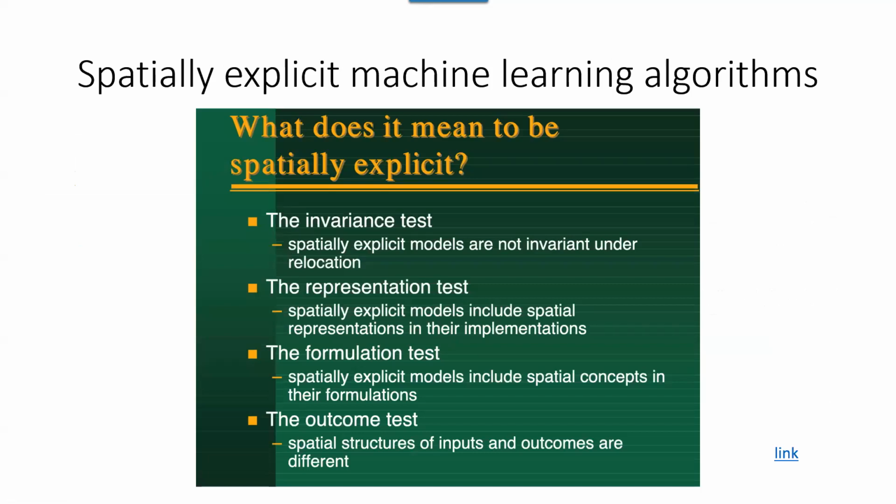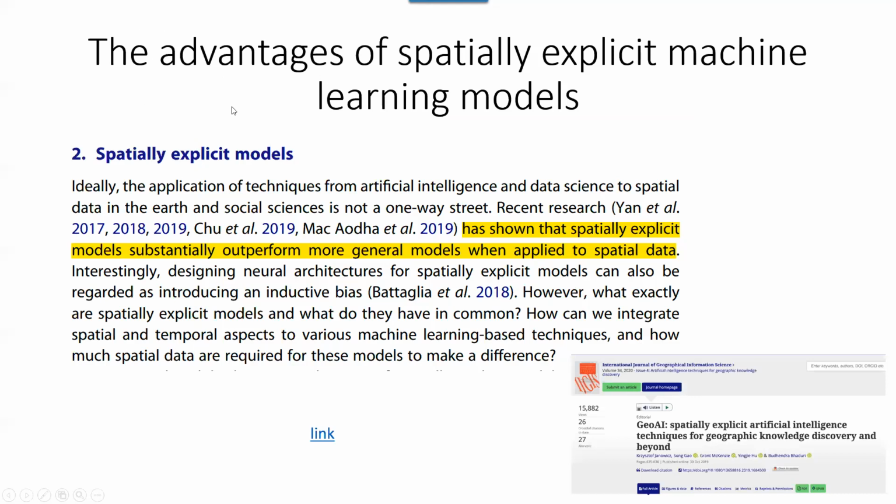Spatially explicit machine learning algorithm: Michael Goodchild suggested years ago 4 constraints for a spatially explicit algorithm. If the algorithm fulfills any one of these 4 constraints, we can say this algorithm is spatially explicit. The presentation can be found on this link. Also, the advantages of spatially explicit machine learning methods.